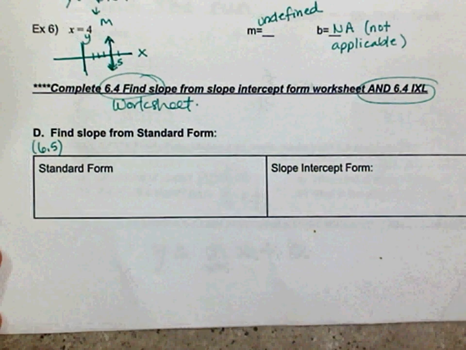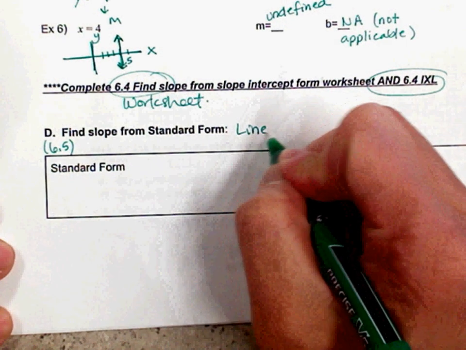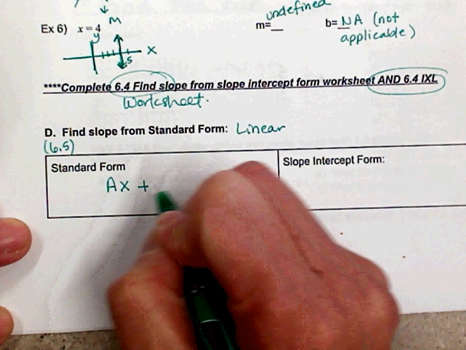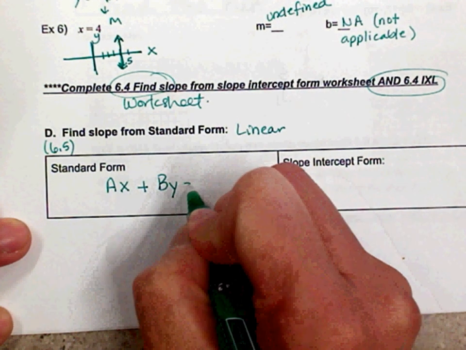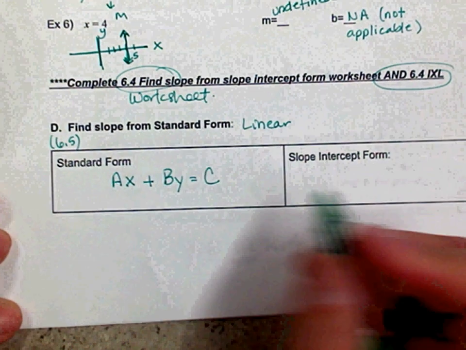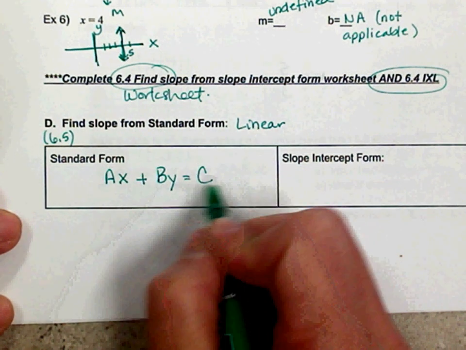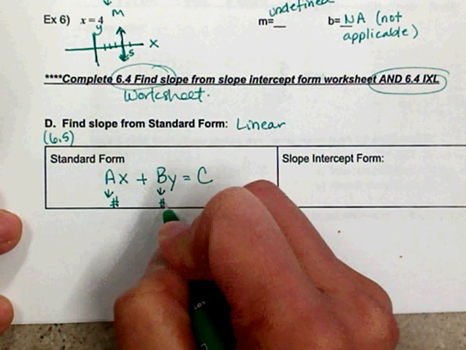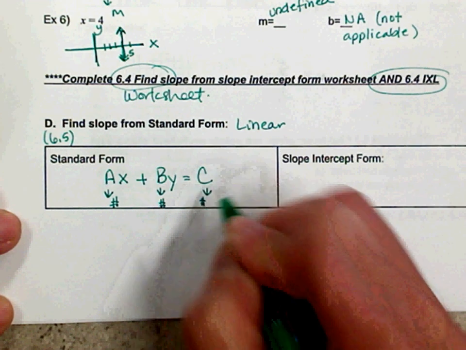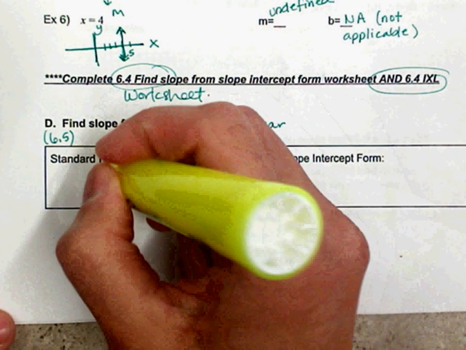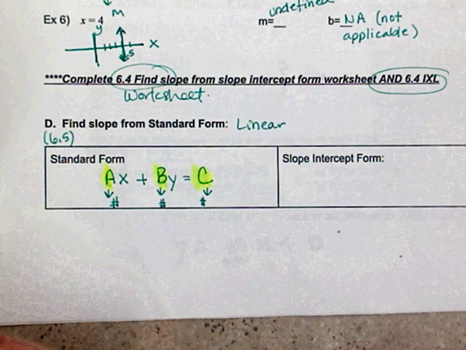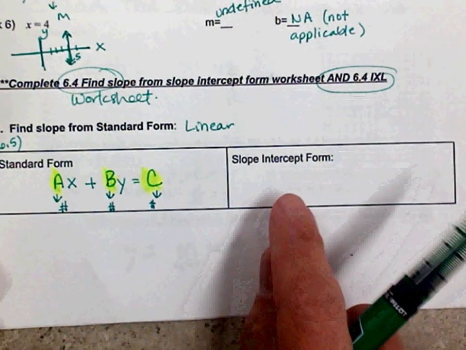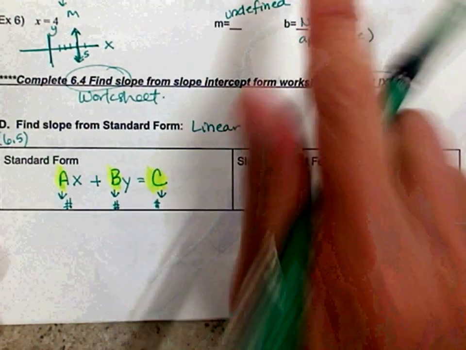A standard form of a linear equation, remember we are doing linear, is ax plus by equals c. Your a is a number, the b is a number, and the c is a number. So these are just numbers. And you are going to learn how to write it in this form. And this form is what you had learned earlier.